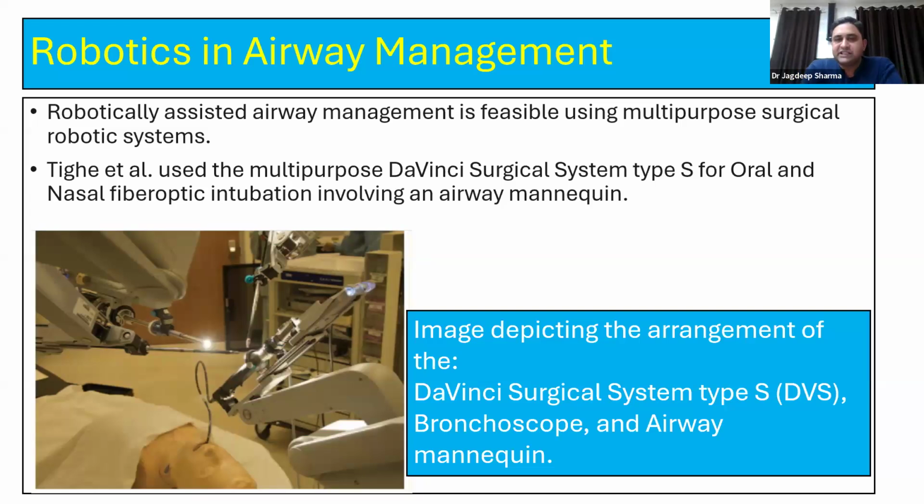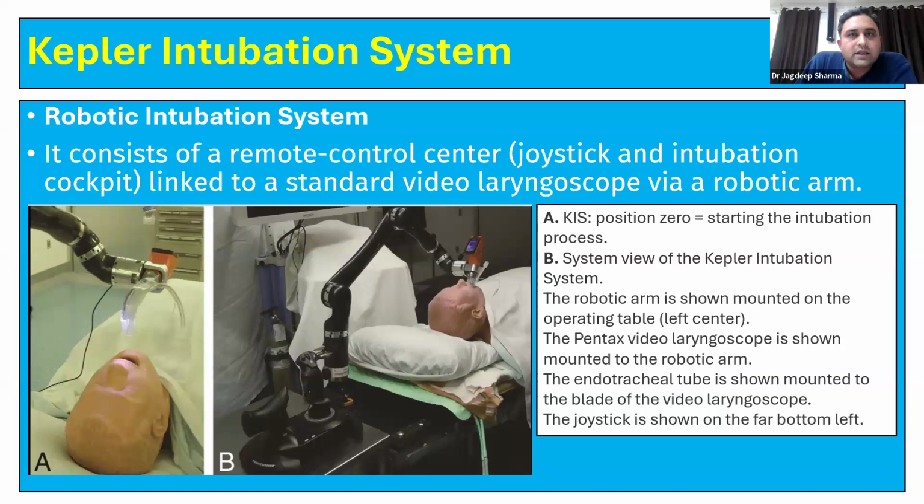Used this Da Vinci surgical system type S for oral and nasal fiber optic intubation involving an airway mannequin. So we can see this in the airway. There's this Da Vinci surgical type system, and the bronchoscope is held, and they are performing the intubation in the airway mannequin.